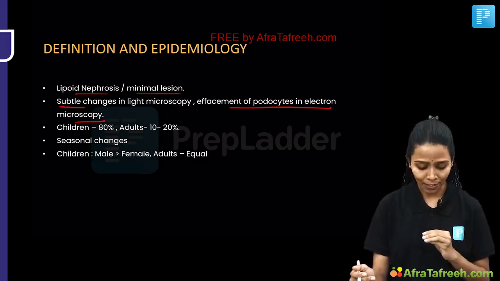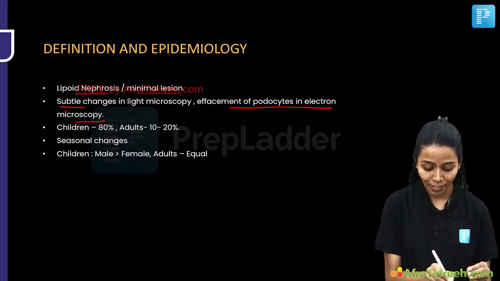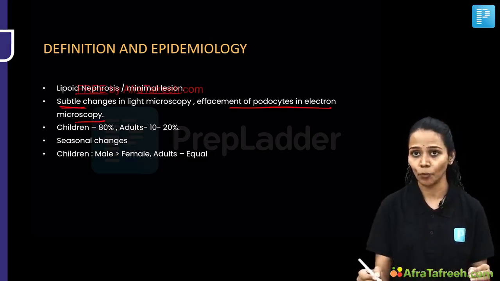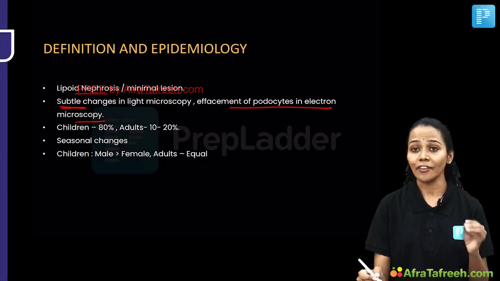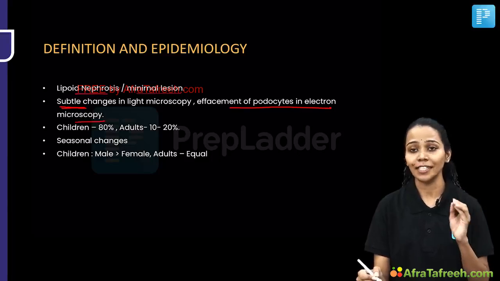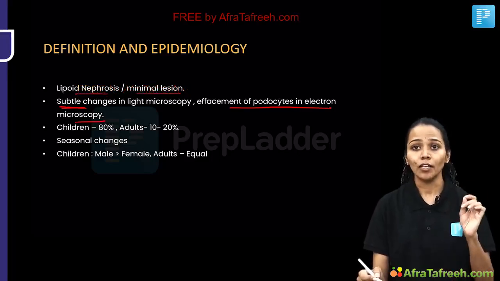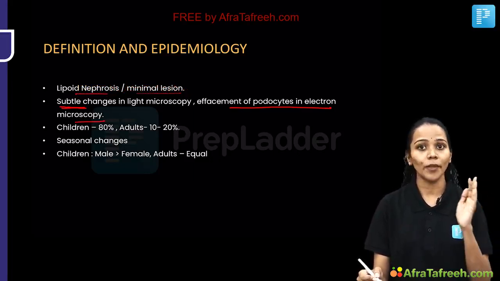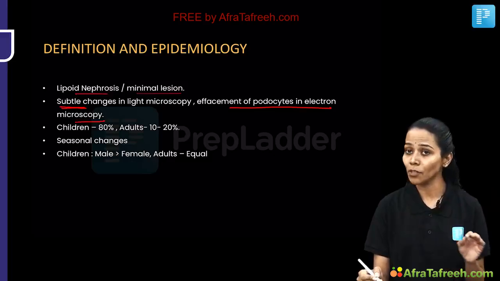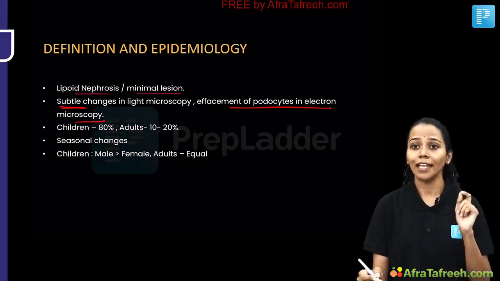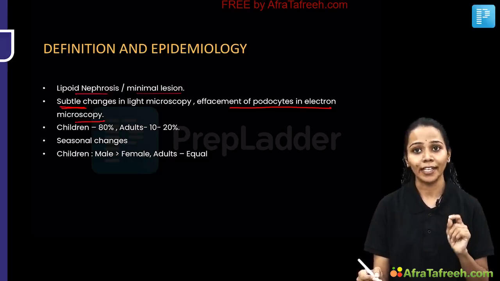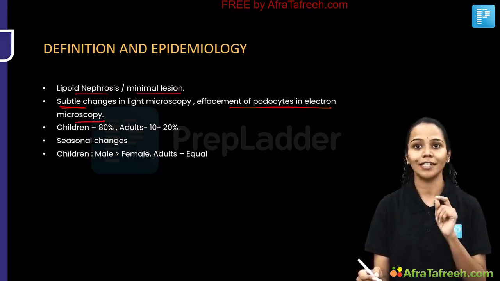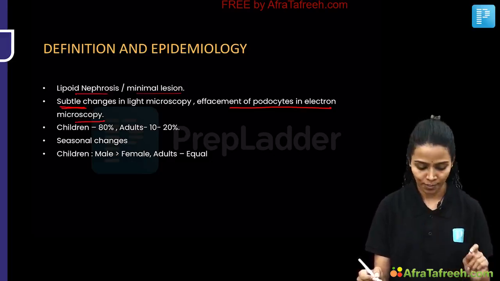It's called minimal lesion because there will be only subtle changes in the light microscopy and there is going to be effacement of podocytes seen in electron microscopy. So, in a patient with minimal change disease, light microscopy and immunofluorescence can be absolutely normal. Only in electron microscopy will you find effacement of podocytes, indicating this diagnosis.